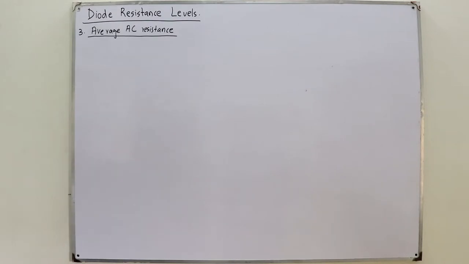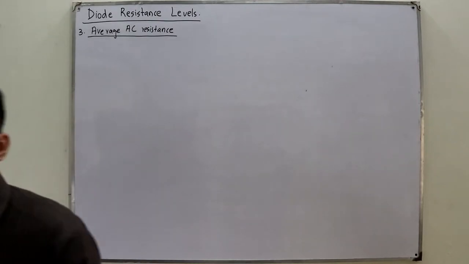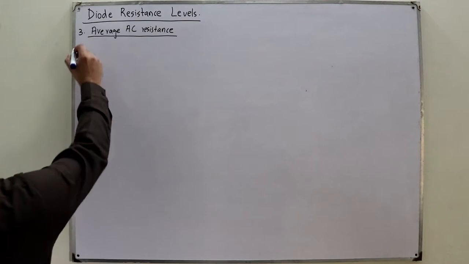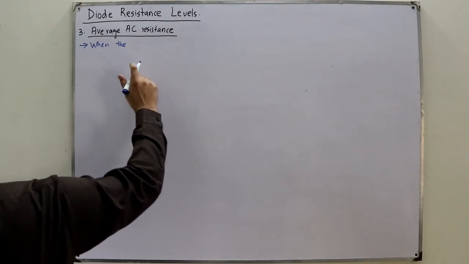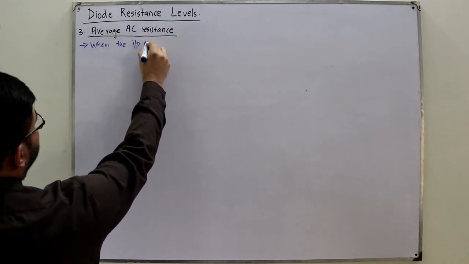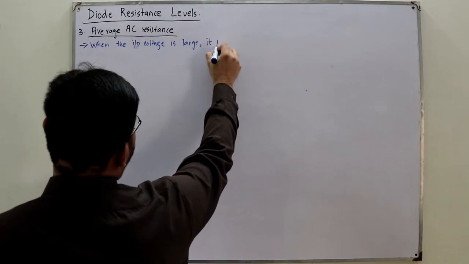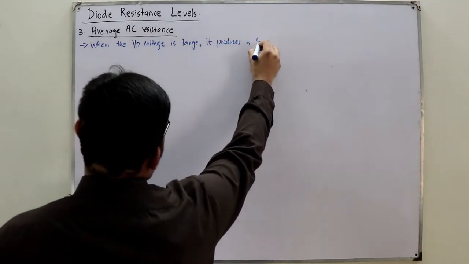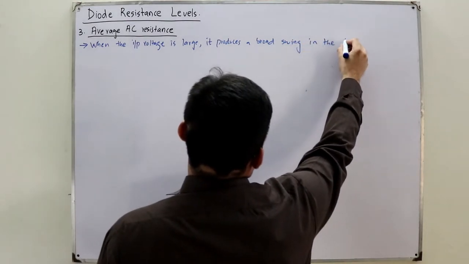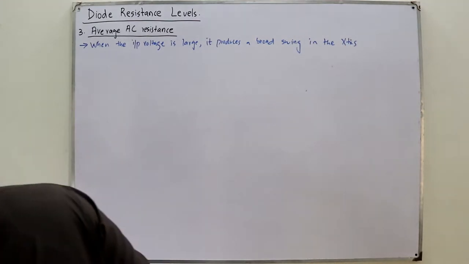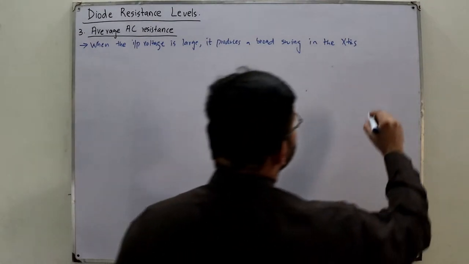When the input voltage is large, it produces a broad swing in the characteristics, and the resistance in this region is known as average AC resistance. You have it in your book, but let me write it down. When the input voltage is large, it produces a broad swing in the characteristics. Shortcut. And the resistance in this region is known as average AC resistance.